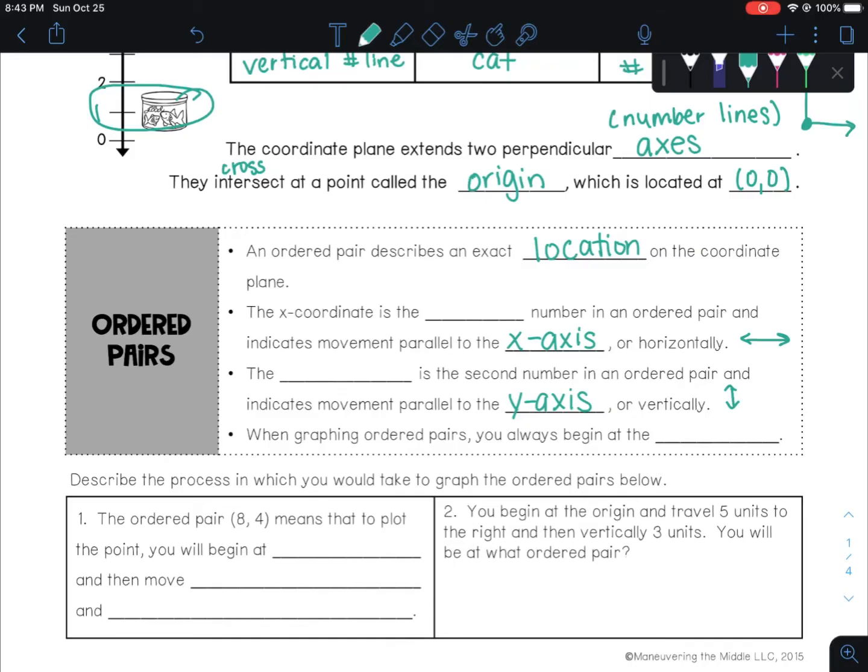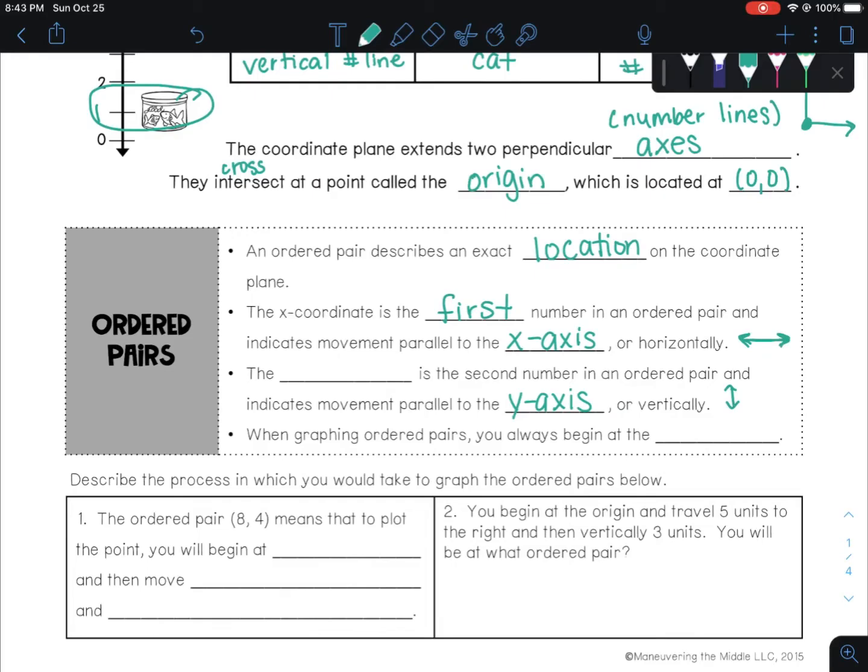To use a coordinate plane, we need to know about ordered pairs. And this is how we can plot a point on our graph, on our coordinate plane. So to do this, an ordered pair is describing an exact location on the coordinate plane, meaning it tells you exactly where to go, okay? The x-coordinate is the first number in the ordered pair, and it tells you the movement that's parallel to the x-axis, meaning horizontally left and right, like this arrow here.